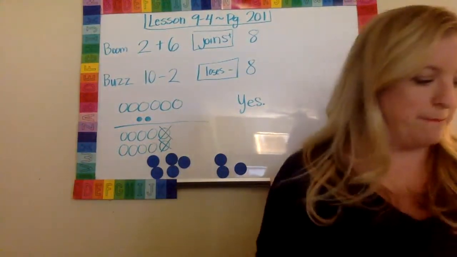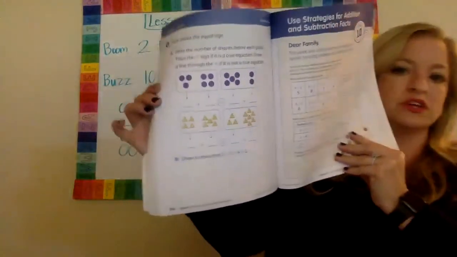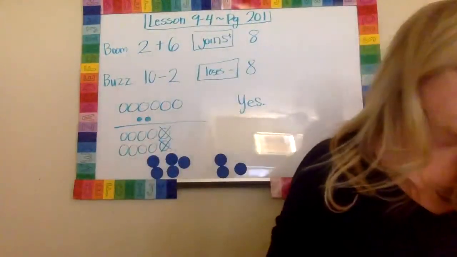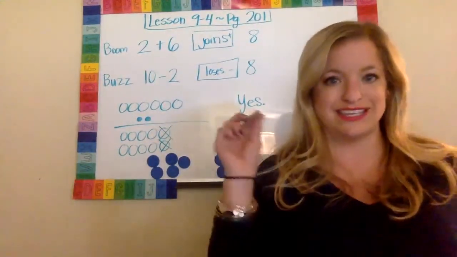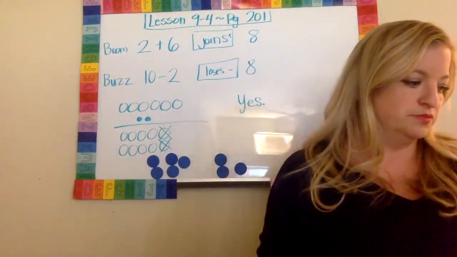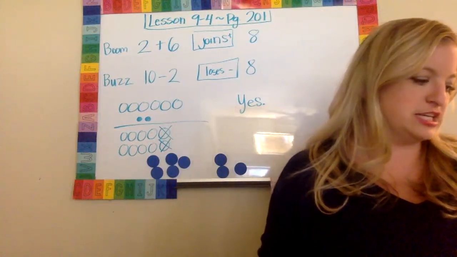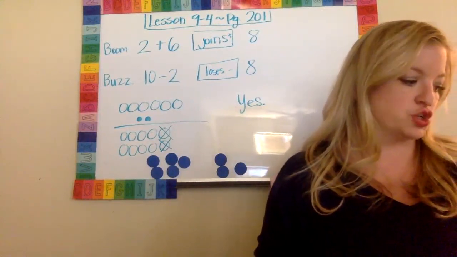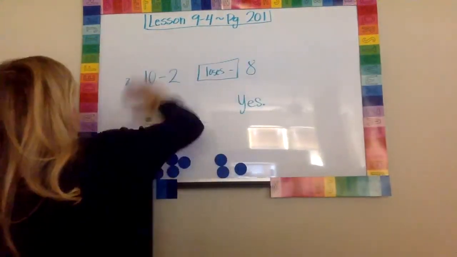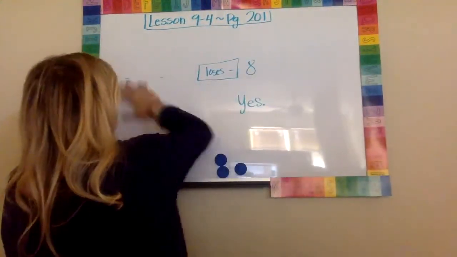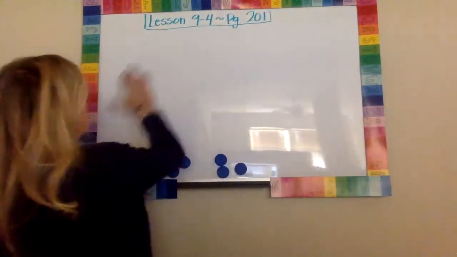Number 4 on the back page, don't let this intimidate you. It says, think about the equal sign. The equal sign means is the same as. Write the number of shapes below each group. Okay, so that's our first task. We're gonna break it down into little pieces. Write the number in each group below the group.